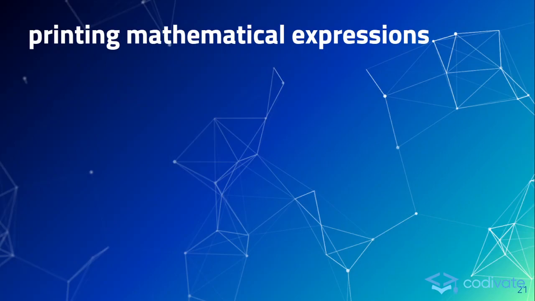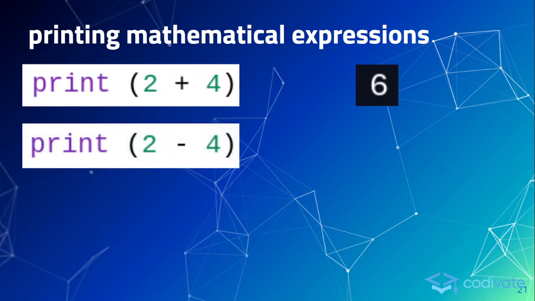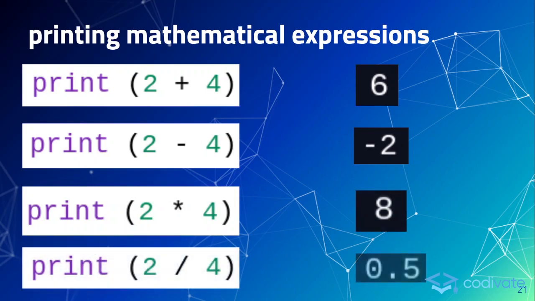Our next topic for the day is printing mathematical expressions. Python can be used as a calculator if we print mathematical expressions. It won't literally print the expression unless we put it inside quotes. Instead, it will actually evaluate it and print the result. So here, since we have 2 plus 4, we know that evaluates to 6, Python would print 6. This one, 2 minus 4, is -2, so that is what is printed. And the same applies for multiplication and division.